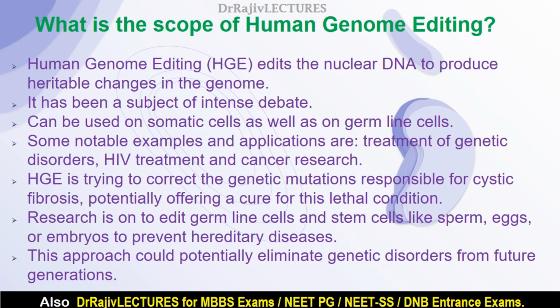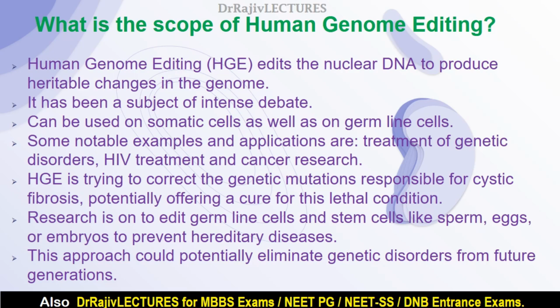Human genome editing, particularly using CRISPR-Cas9 technology, has numerous possibilities in medical research and treatment. Some notable examples and applications include treatment of genetic disorders, HIV treatment, and cancer research. Researchers have used CRISPR to correct the mutation that causes sickle cell disease in bone marrow stem cells. These edited cells are then reintroduced into the patient's bone marrow to induce the production of healthy red blood cells.